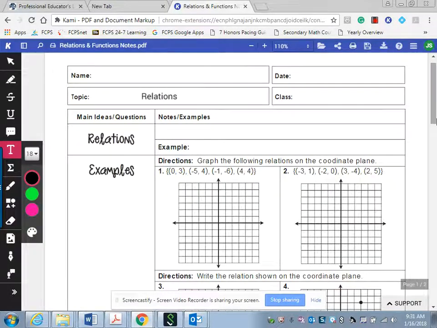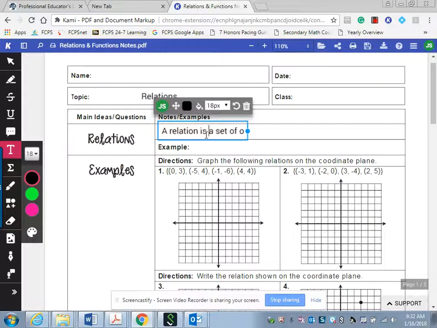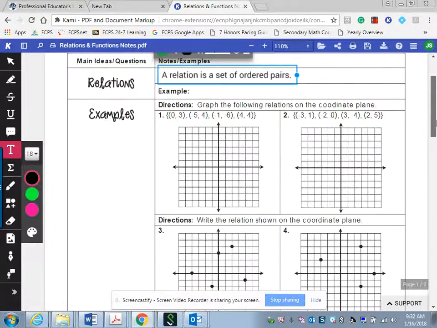So today we are talking about relations, okay? And what a relation is: a relation is a set of ordered pairs, okay? So just like what we looked at in class yesterday, we have ordered pairs that we obviously can plot, and a relation is just a set of ordered pairs. So let me highlight this really quickly for you guys.